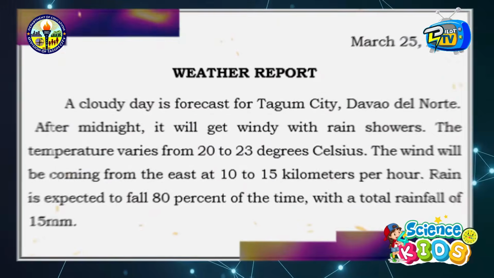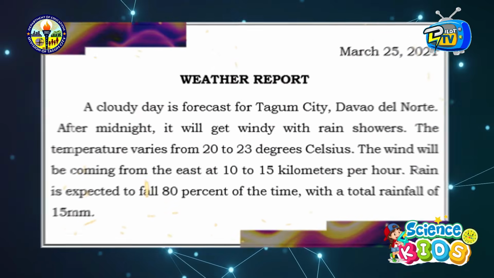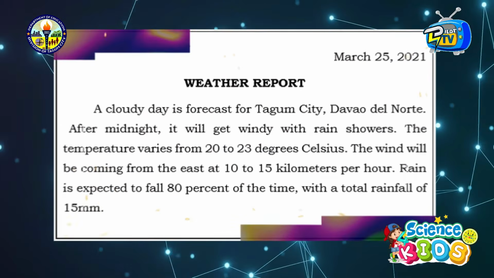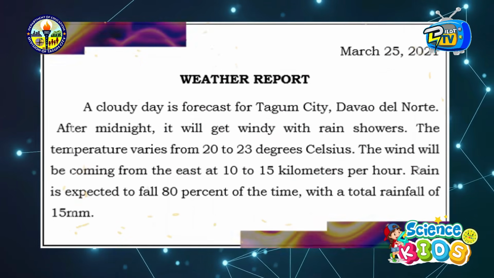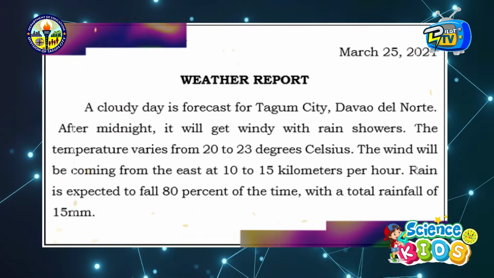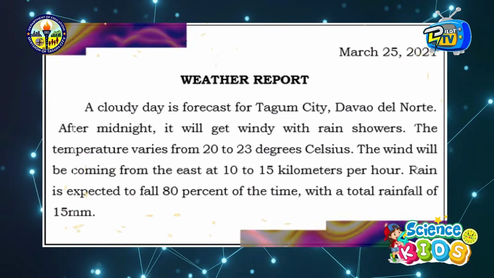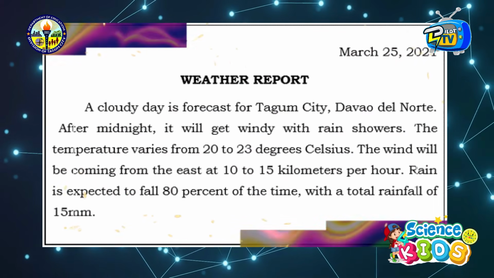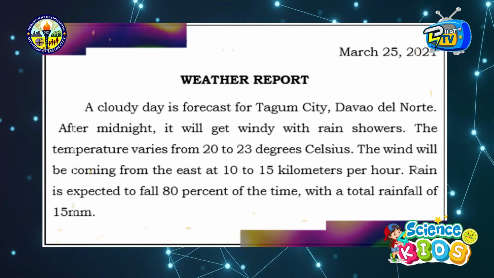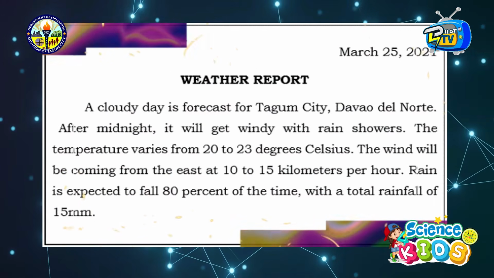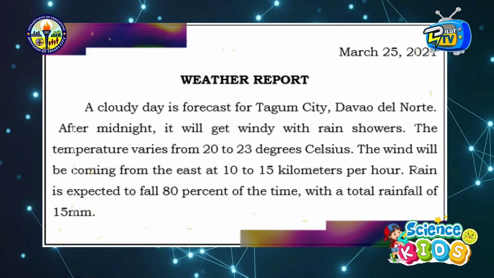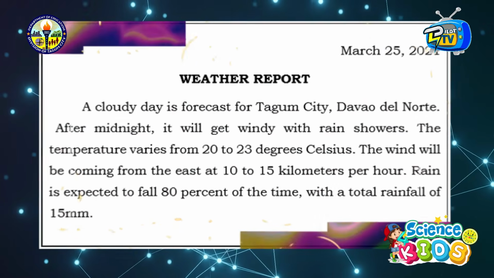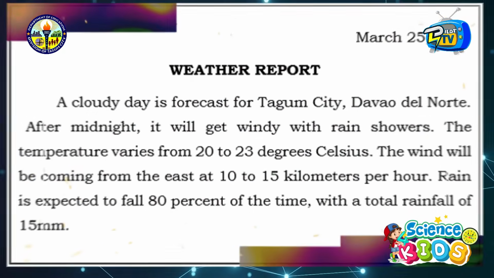Weather report. The forecast for Tagum City, Davao del Norte is cloudy day. After midnight, it will get windy with rain showers. The temperature varies from 20 to 23 degrees Celsius. The wind will be coming from east at 10 to 15 kilometers per hour. Rain is expected to fall 80% of the time, with a total rainfall of 15 millimeters.